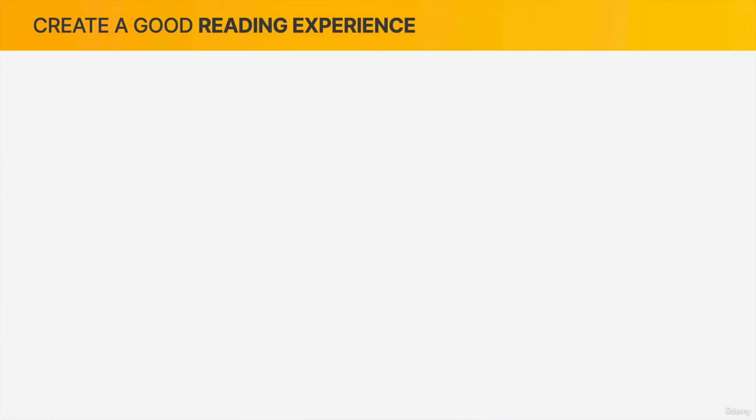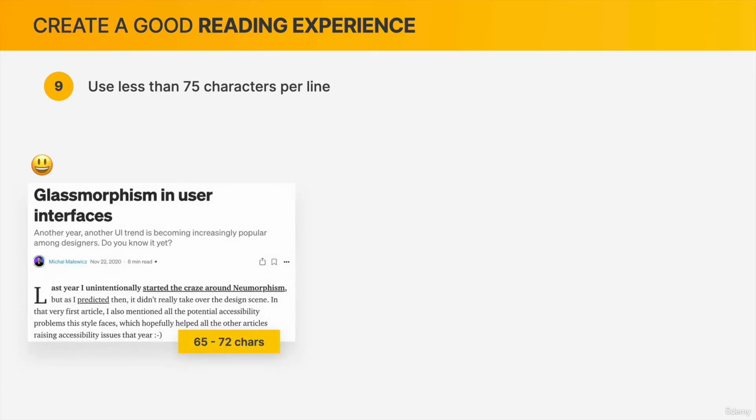Now next up, let's learn a couple of guidelines and rules to create a good reading experience for your users, which, remember, is one of the aspects of typography. So to start, you should try to use less than 75 characters per line, like in this example here. So these lines here have something between 65 and 72 characters, which makes this text really easy to read.